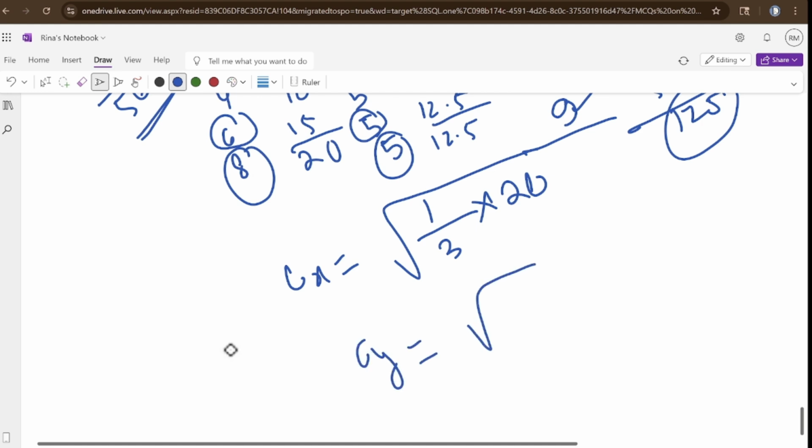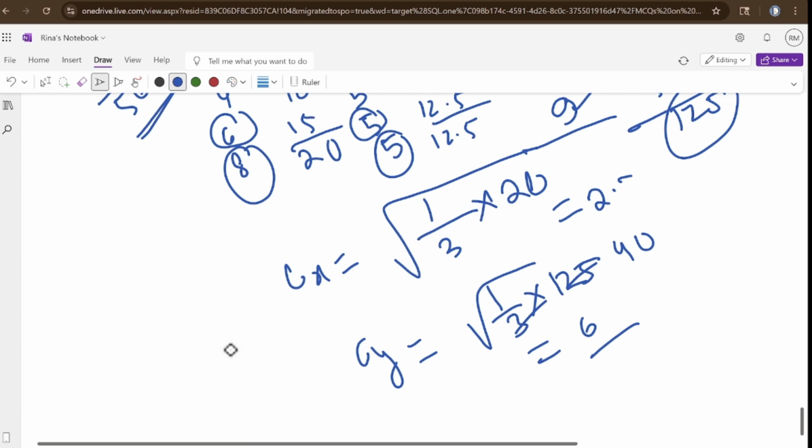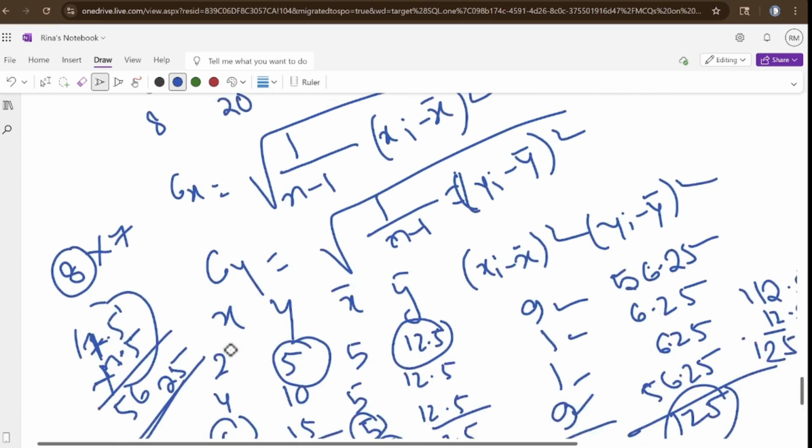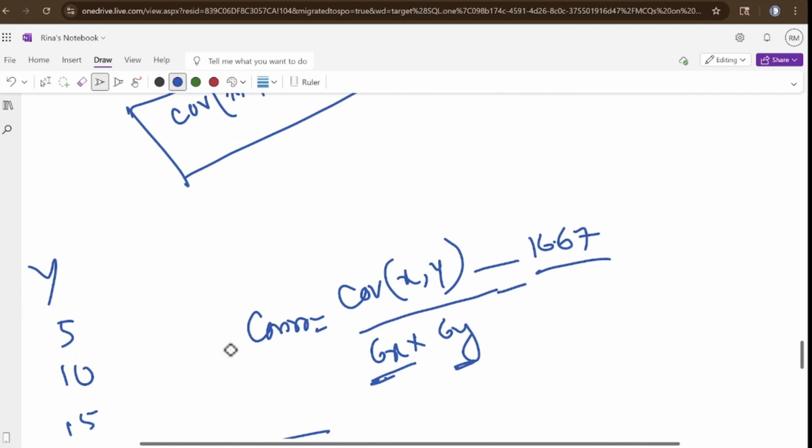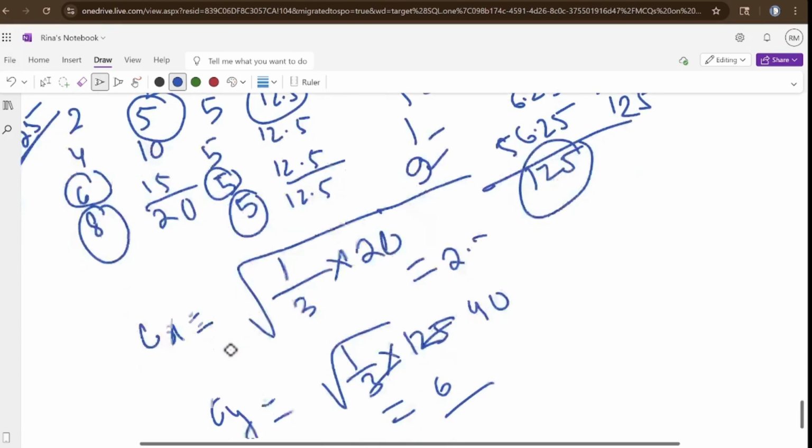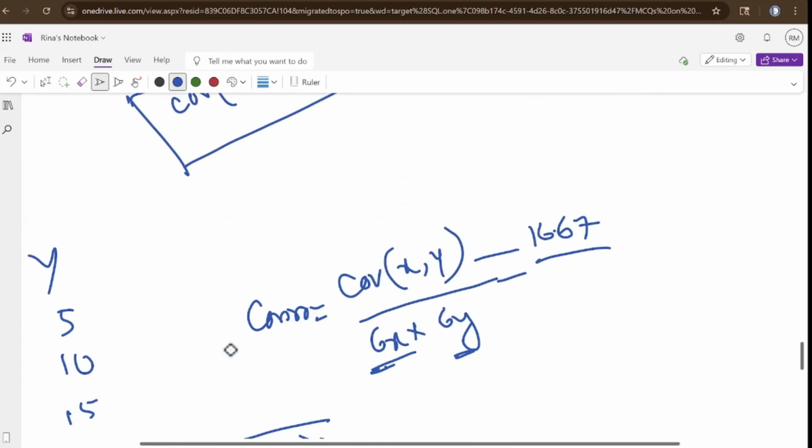And for sigma y, this is root over of 1 by 3 into 125. Fine. So root over of 6 is around 2 point something, and here root over of 40 is 6 point something. Okay, so we have got sigma x and sigma y. Now you have to put them in the formula. The formula is divided by sigma x into sigma y. What is the value of sigma x? 2 point something into 6 point something.